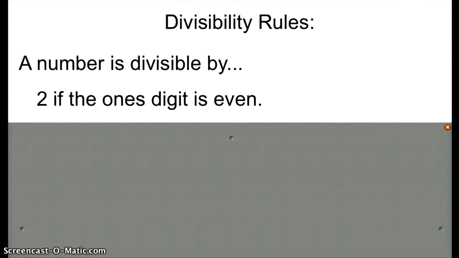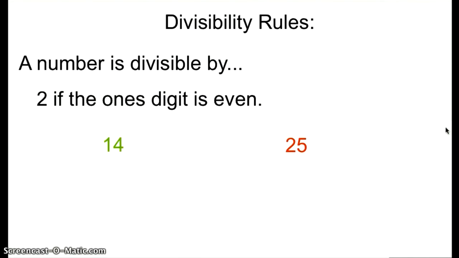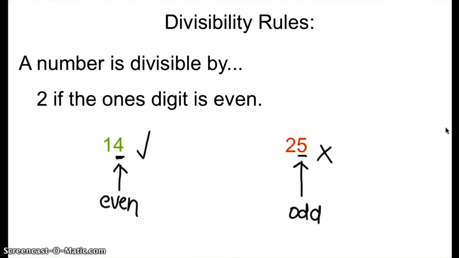The first divisibility rule is a number is divisible by 2 if the ones digit is even. So here are two examples, one that works and one that doesn't. So 14. 14's ones digit is even, so we know that 14 is divisible by 2. 25's ones digit is odd, so we know that 25 cannot be divided by 2.